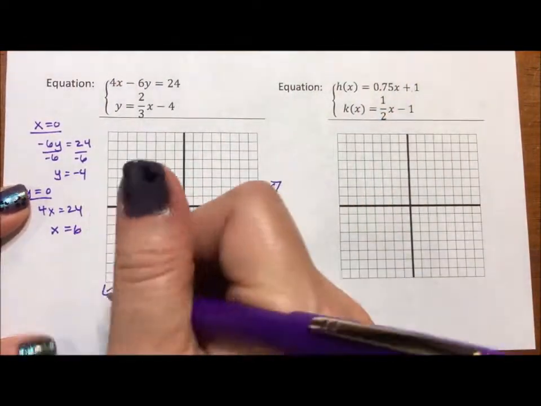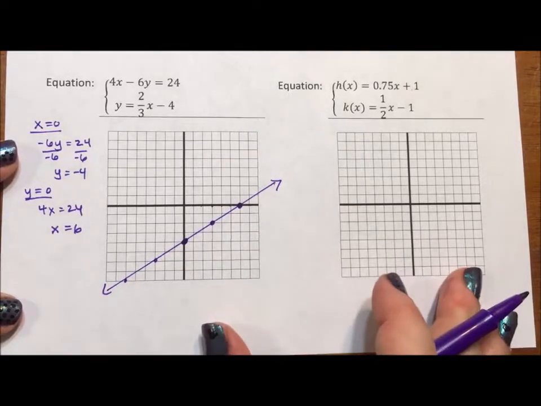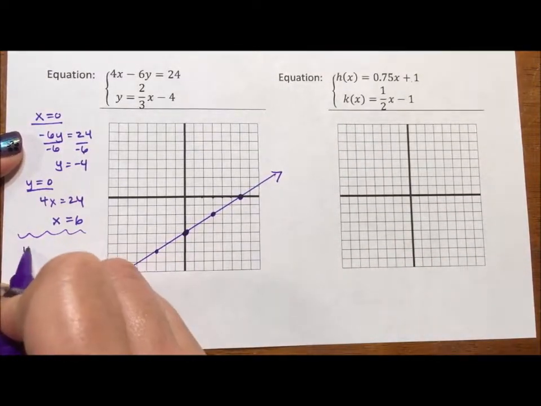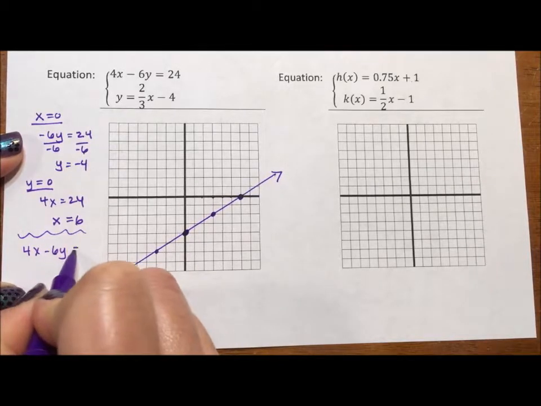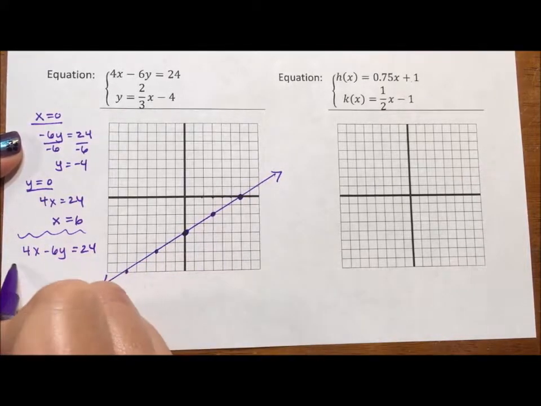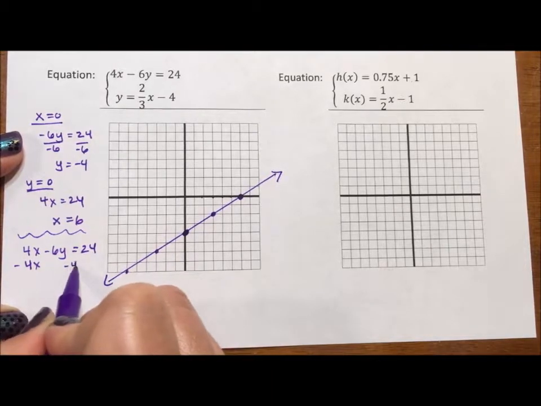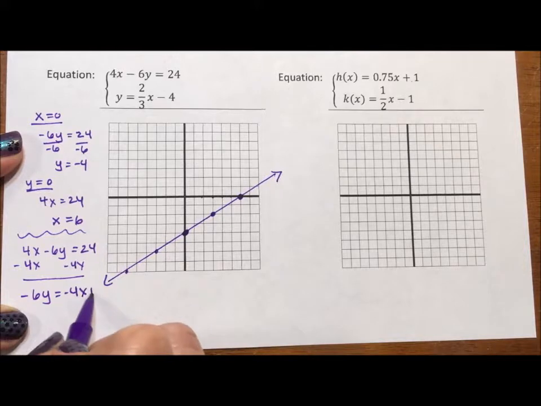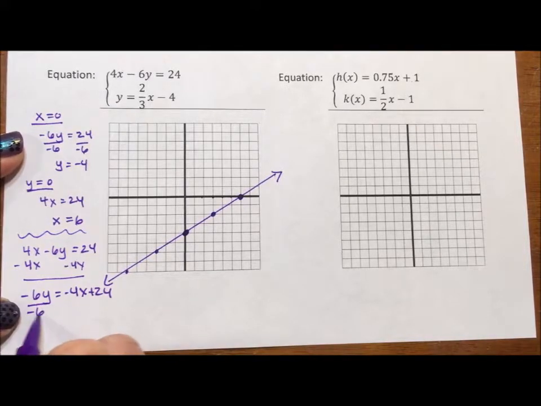Okay, if you don't like graphing the intercepts, you're looking at that going, no thank you. You also have the option of taking 4x minus 6y equals 24 and solving it for y. Subtract 4x from both sides. Negative 6y equals negative 4x plus 24. Then divide by a negative 6.